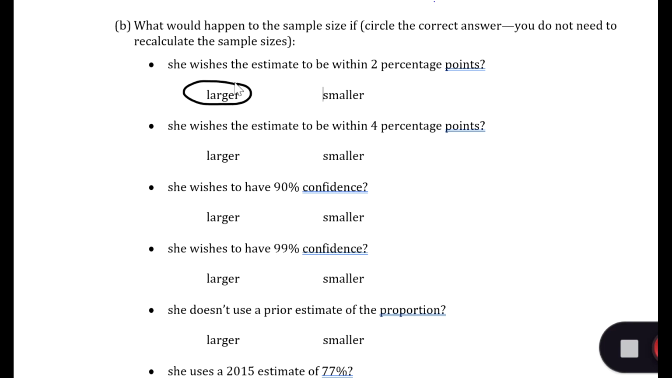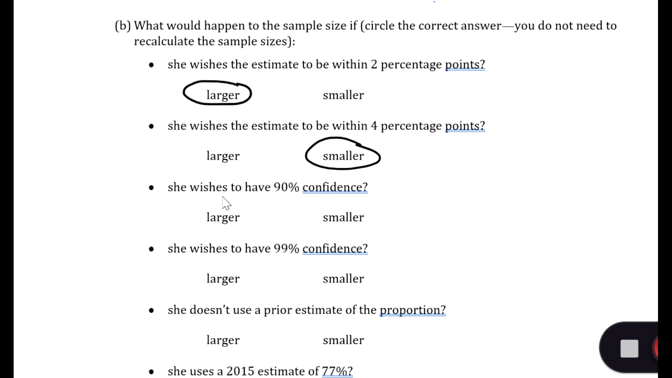So let's think about what that means conceptually. If you want to have all the same confidence intervals and all the same previous estimates, but you want a smaller range, you're going to have more people to be able to do that because you want a better estimate for the population. If you want a little bit worse estimate for the population, then you can have a smaller sample size. So now let's think about confidence level.